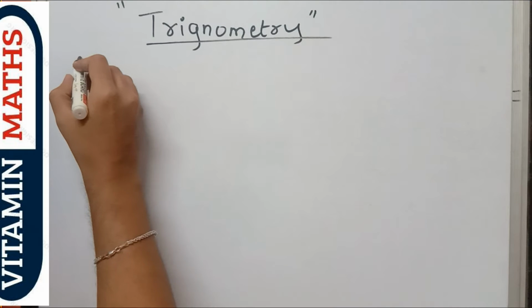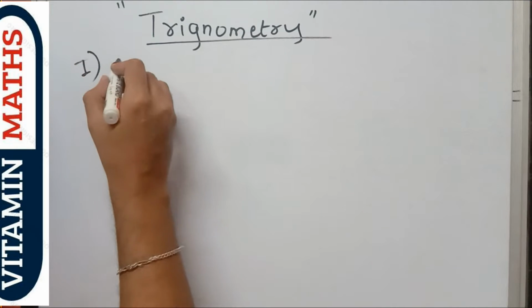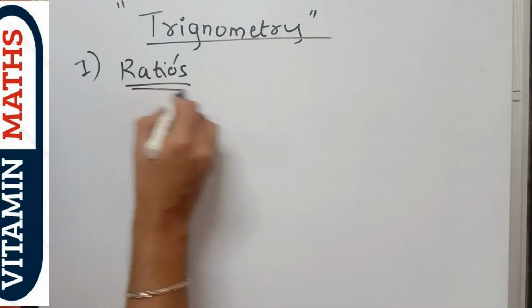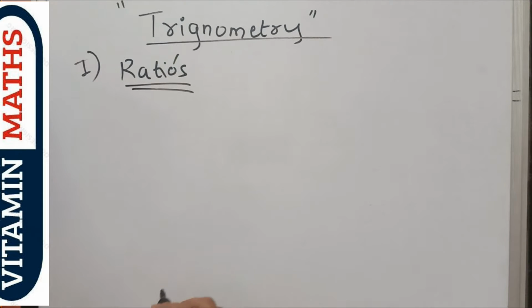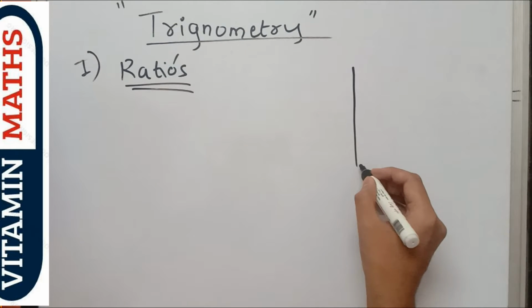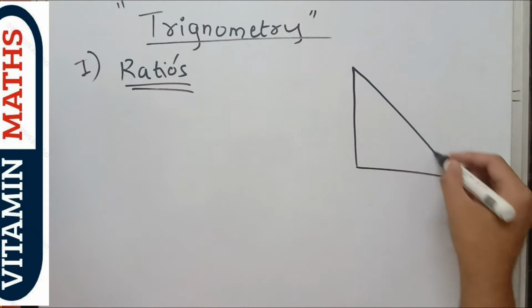So firstly we will see trigonometric ratios. In these trigonometric ratios, the basic ratios we will be discussing. So for that, draw a triangle here, a right angle triangle.